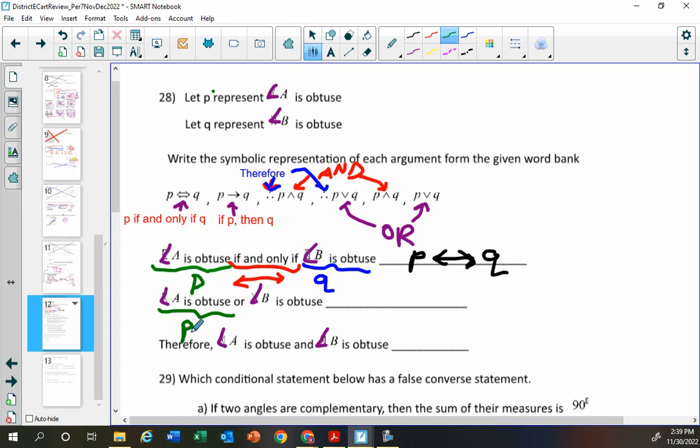And it's "if," so the arrow's pointing down. It's P, the arrow pointing down, and well, B is obtuse. So B is obtuse. What letter is that? Q. So again, all you're doing is just translating.